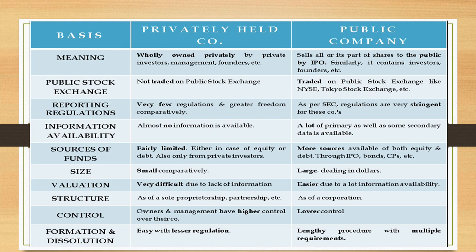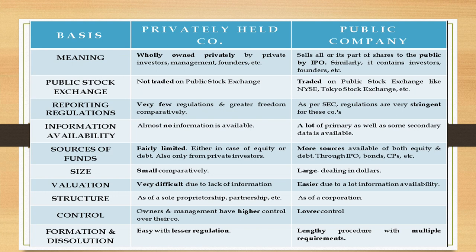Reporting regulations: there are few regulations only for private companies, but public companies, as per SEBI, very strictly follow the company's reporting regulations. Information: there is no information available for the general public about private companies. Primary as well as security data are available for public companies. Source of funds: through their friends and relatives, debts and financial institutions only they collect their financial needs, but public companies collect through equity, debentures, IPO, bonds and commercial papers, etc.